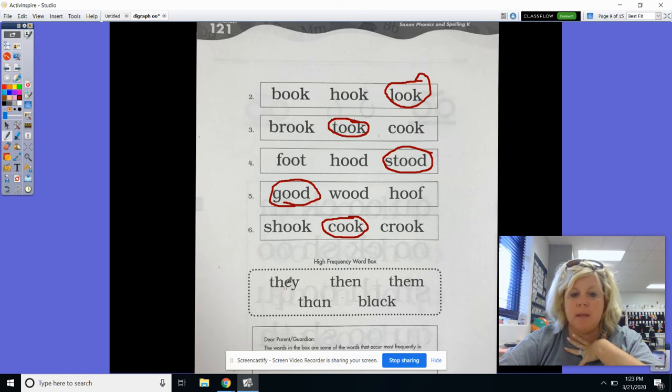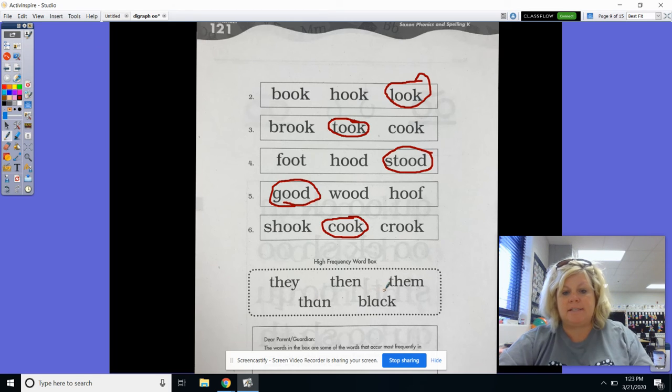Is it this one? No. This one? No. This one? Nope. Can it be this one? Nope, I don't see a blend. Here it is, black.